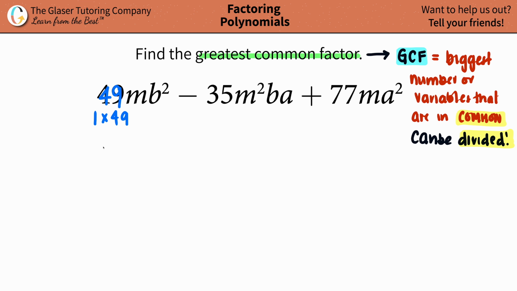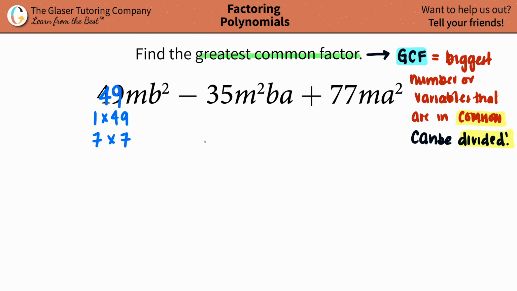Let's see, 2 times, 3, no, 4? No. 5, 6, 7. 7 times 7 is 49. And that's basically it. You only got two numbers. So technically, the greatest common factor can be either a 1, a 7, or a 49.